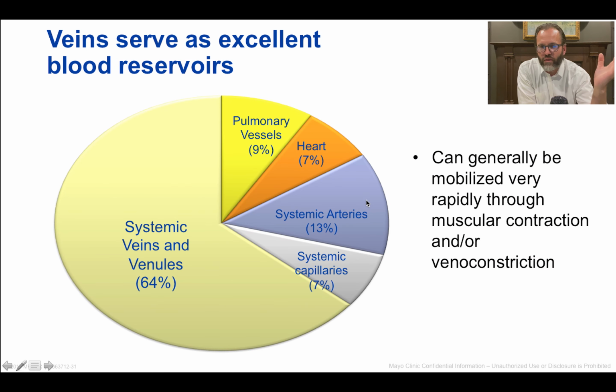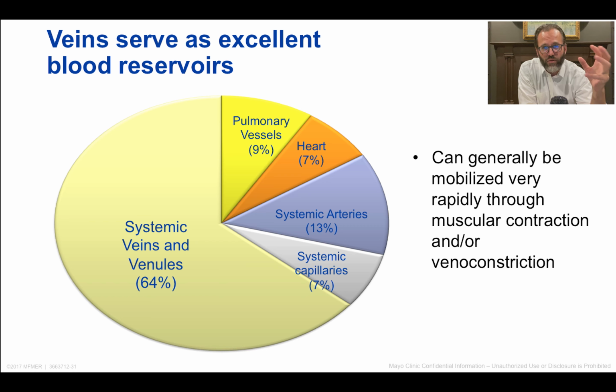And the veins serve as excellent blood reservoirs, and so when we look at where blood resides in a normal circulation at rest, the pulmonary vessels only have about 9%. The heart only has about 7% of the total blood volume. Systemic arteries only have about 13%. The capillaries only have about 7%. The systemic veins and venules hold about 64% of your total circulating blood volume when you're just hanging out, resting.